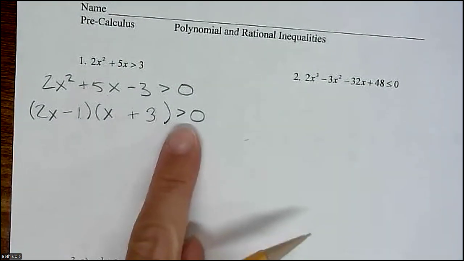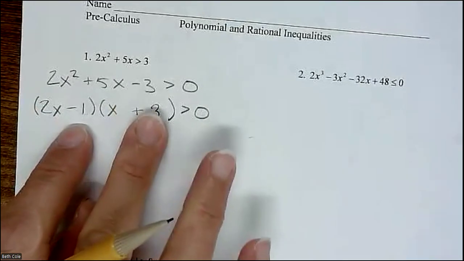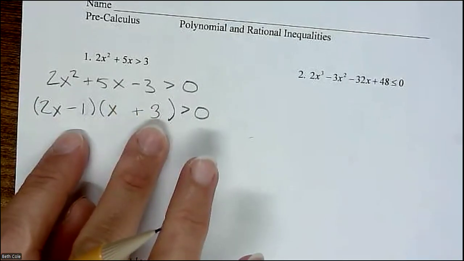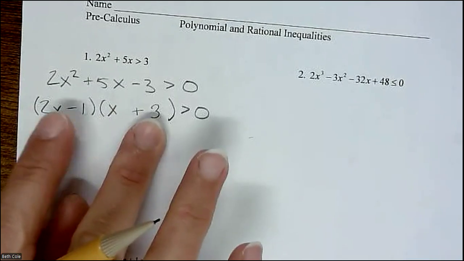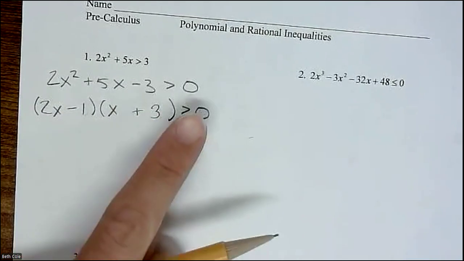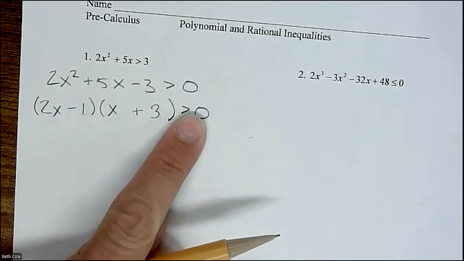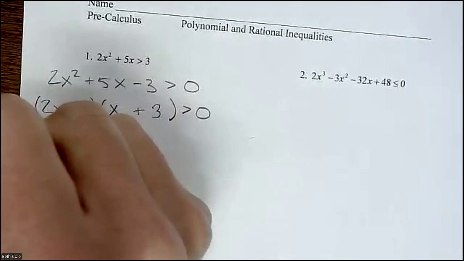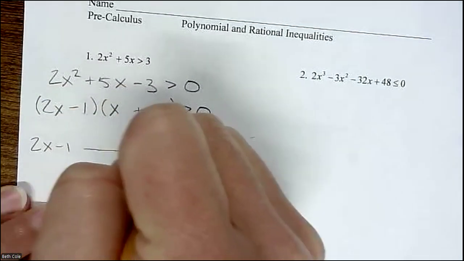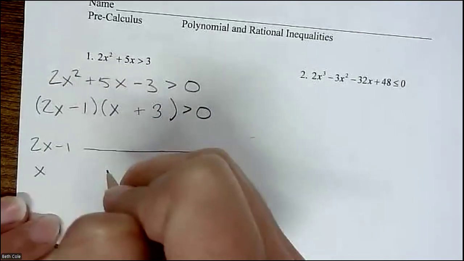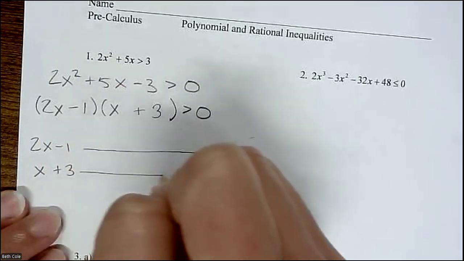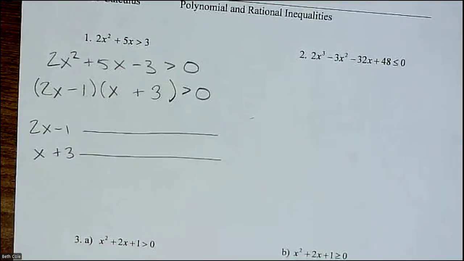Now, if this was an equal sign, you would just get your 2 answers and be done. What would your 2 answers be? 1/2 and -3. But if we want it to be greater than 0, it's a little bit more complicated than that. We're going to make number lines. So you're going to make a number line for your 2x minus 1 and a number line for your x plus 3. If you've seen number lines before, cool. If not, I'm going to explain it to you. So everybody just hold on.